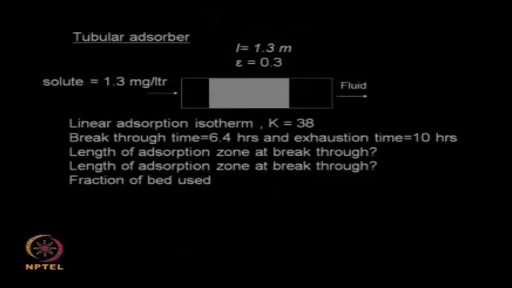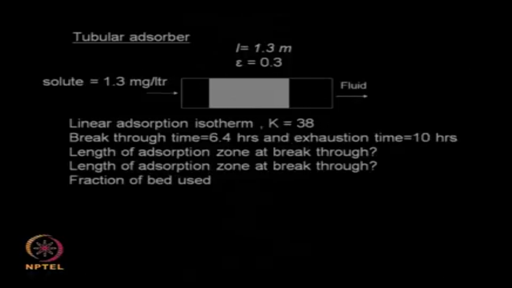Okay, let us go forward, let us look at a tubular adsorber. As I explained in the previous class, a tubular adsorber contains adsorbent packed in a tube of varying length and varying diameter. Now you have the feed solution or feed gas entering from one end and leaving from the other end, and the concentration of the solute is 1.3 milligrams per liter. Assume that the system follows a linear adsorption with the K value, that is the constant value, of 38. Breakthrough happens after 6.4 hours and exhaustion at 10 hours.